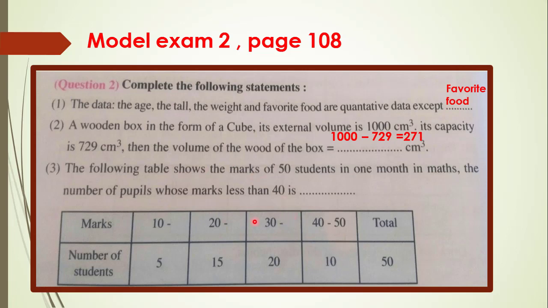Less than 40, so from 10 to 30 and from 32 but without 40. So I take the three numbers here, 5 and 15 and 20. All these numbers are less than 40. So I'll add 5 plus 15 plus 20. The result will be 40 students. So we have 40 students whose marks less than 40.